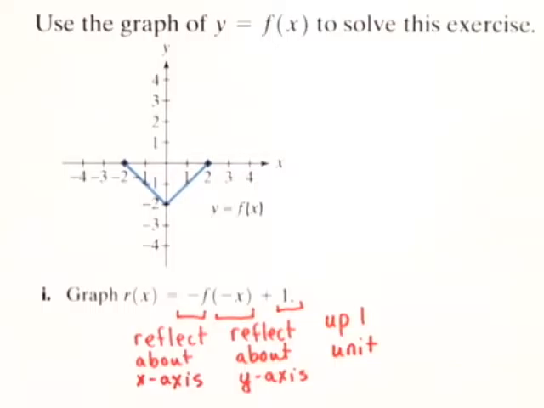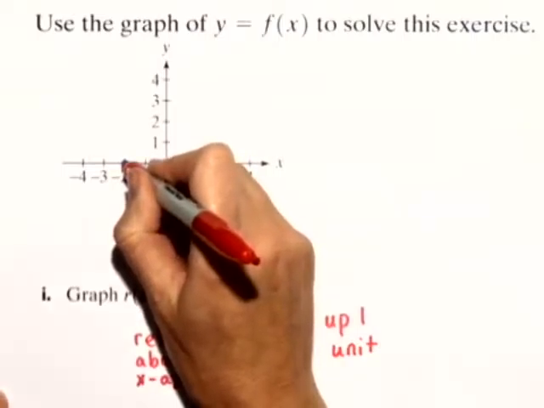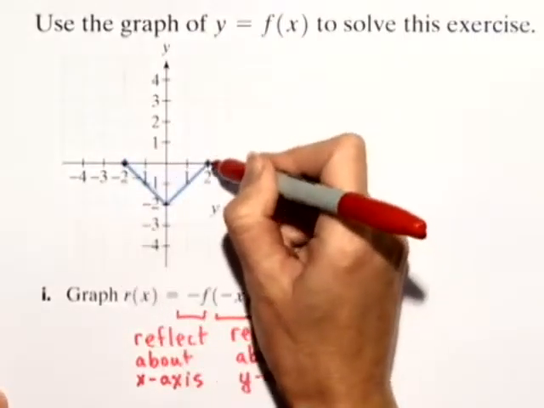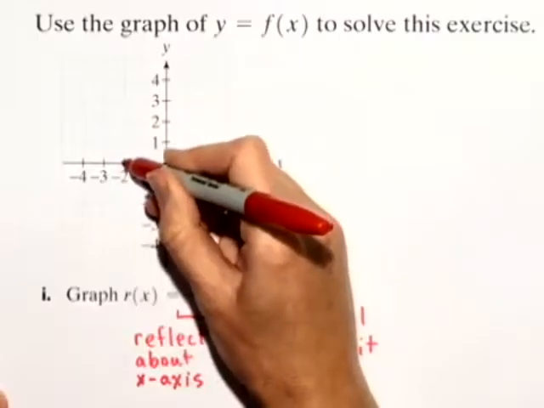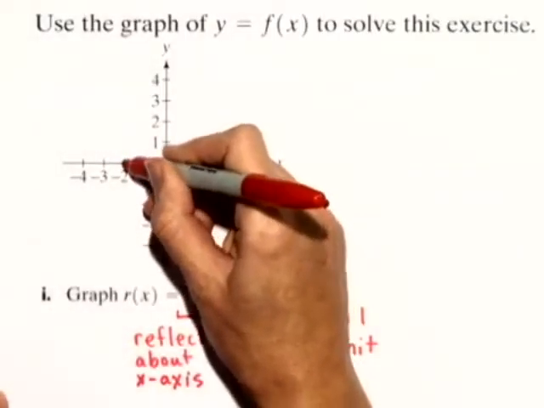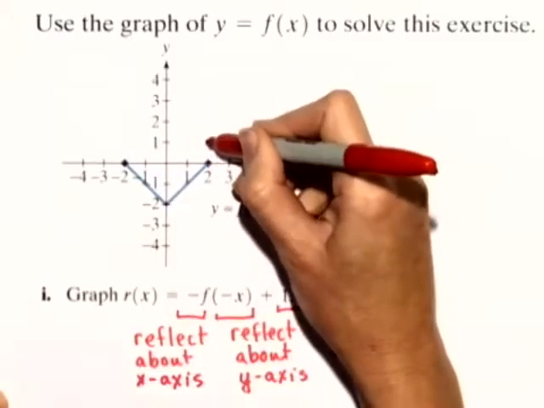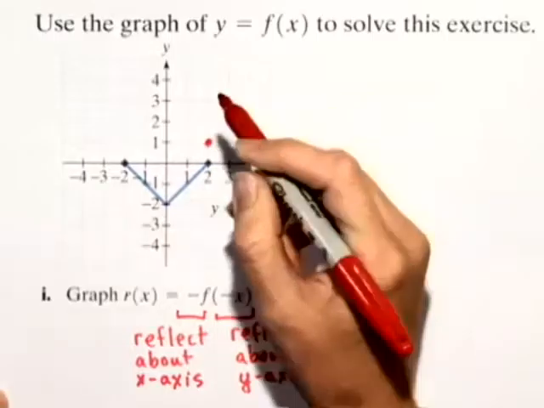So let's go ahead and do that. Let's take each coordinate, reflect it about the x-axis, then about the y-axis, and then up 1 unit. So let's start with negative 2, 0. When I reflect it about the x-axis, I end up still at the same place because it's on the x-axis. When I reflect about the y-axis, I end over here on the other side, and when I move up 1 unit, it goes up right here.